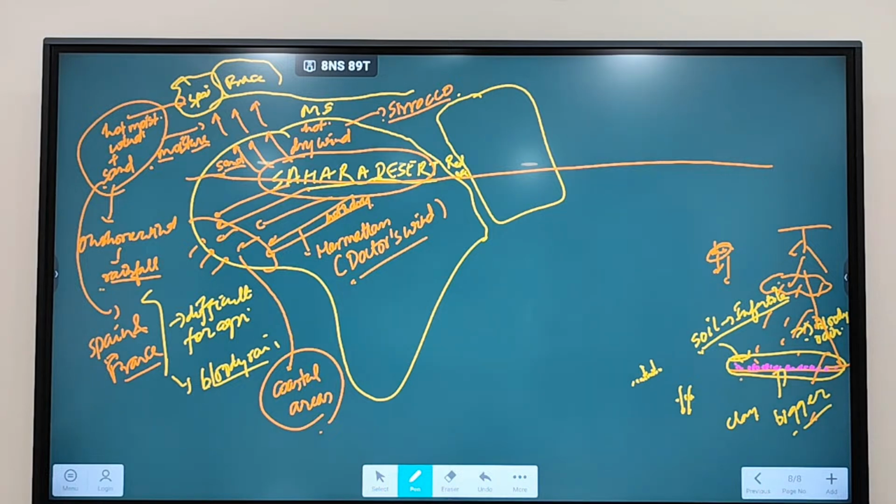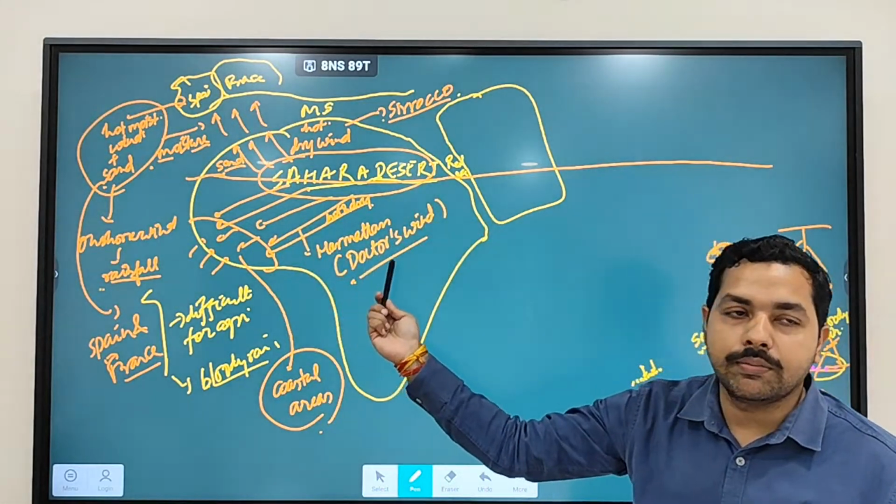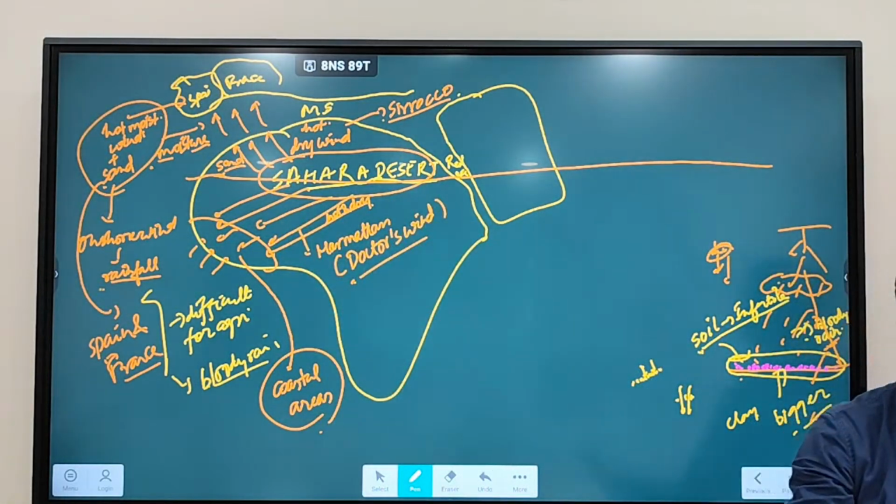So as a result, agriculture becomes difficult, and that's why it is not considered good rain. That's why they also call it bloody rain. And this wind is bringing relief to the people. That's why it is beneficial and called the doctor's wind.